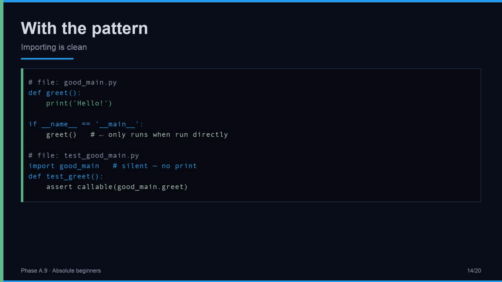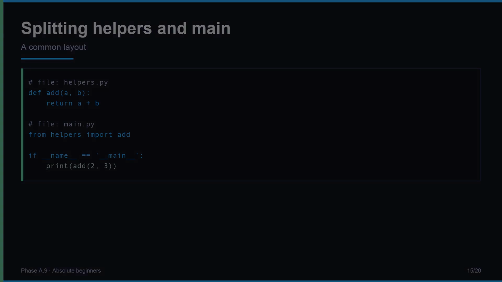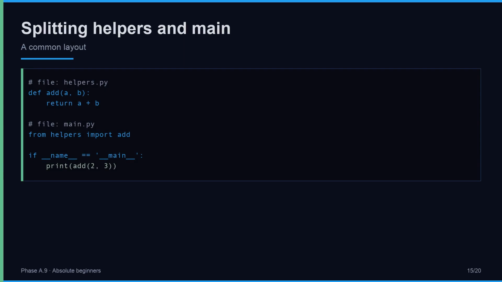Side effects everywhere. Now the same file with the guard. Greet is only called when good main is run directly. Import good main from a test file and nothing prints. The test can check that greet is callable, call it explicitly if it wants, and never worry about side effects from the import. This is the whole reason the pattern exists. Every serious Python file ends with it for exactly this benefit. Clean imports.